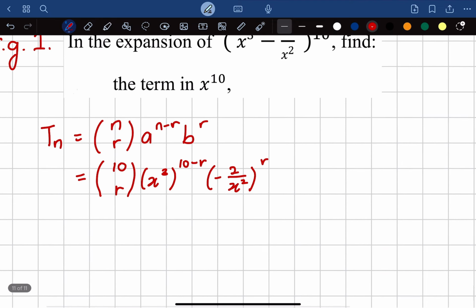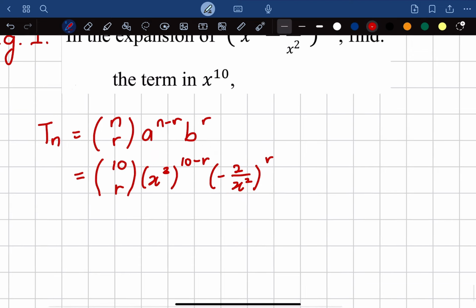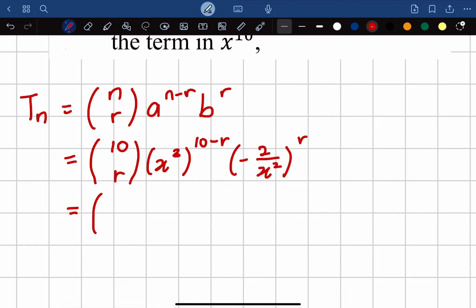Okay, and once I've obtained this general term formula, what I want to do is to actually simplify this formula such that I can obtain just a single x with a certain power over here, which means I have to combine all my x terms that you can see over here. So for this question, we just need to apply what you know in your laws of indices.